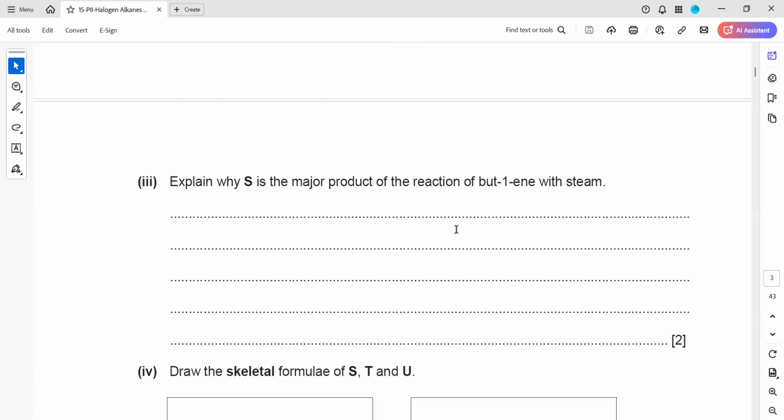Explain why S is a major product for this reaction of butene with steam. So why is S a major product? Butene was there: CH2 double bond CH, then single bond CH2 and then CH3. When the attacking electrophile, the hydrogen, is there, the OH will be partial negative and hydrogen partial positive. It will attack the double bond and OH will break the bond.